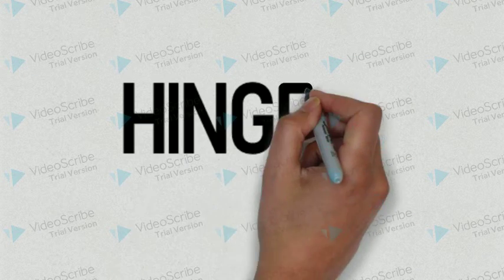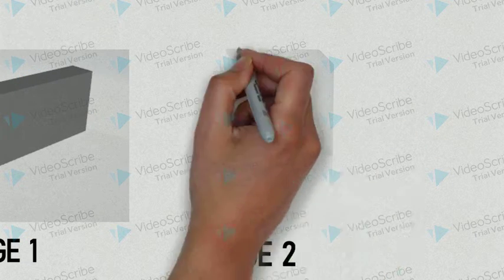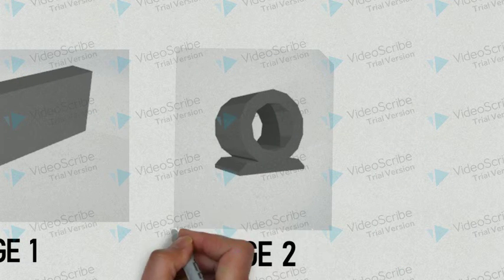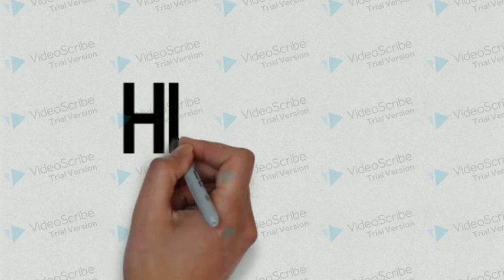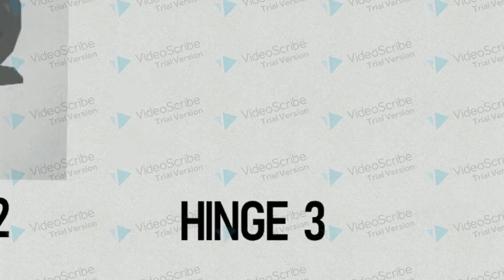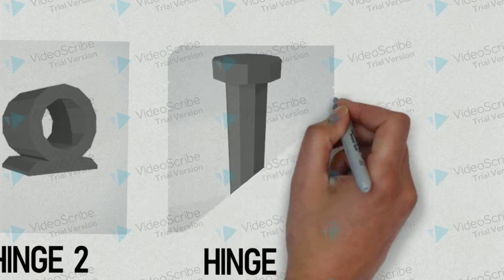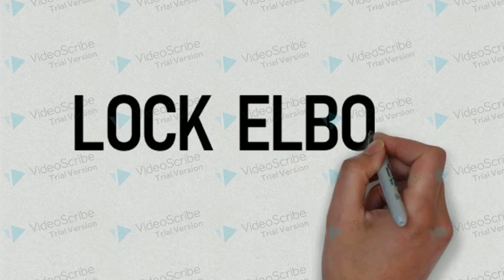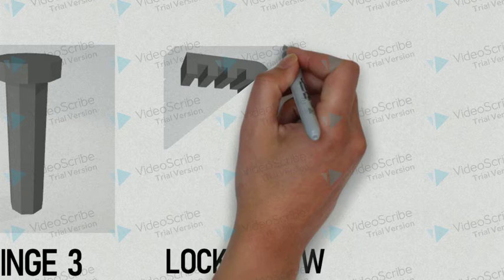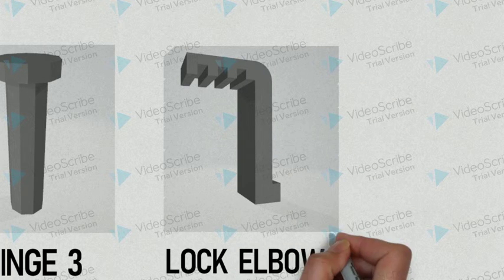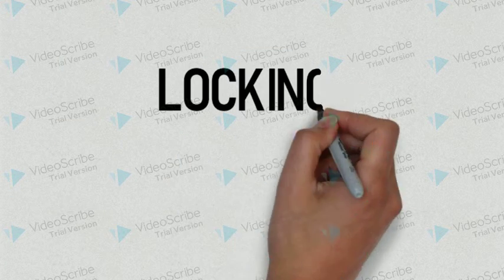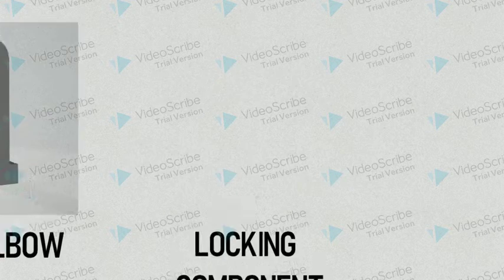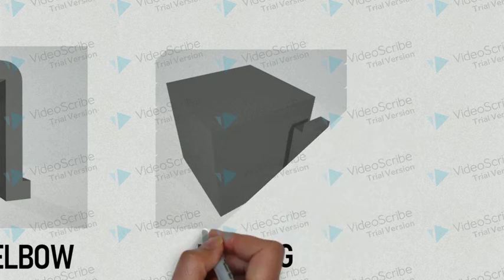Next is hinge component 1, hinge component 2, and hinge component 3. These will largely be used in the locking system for the front door, as well as the next part, the lock elbow, and the locking component.